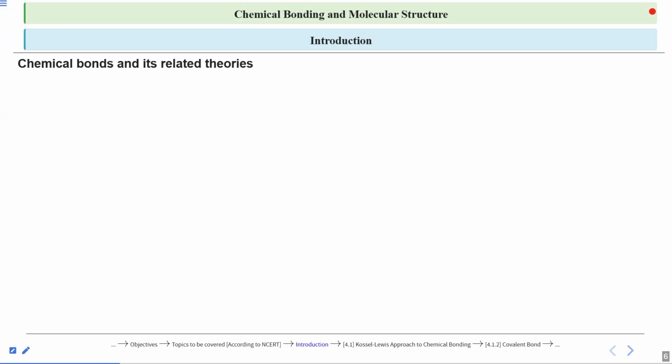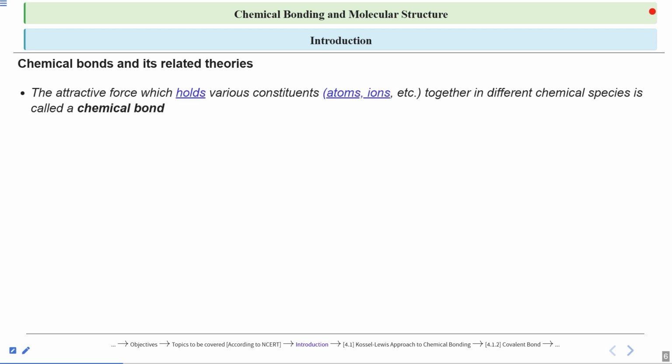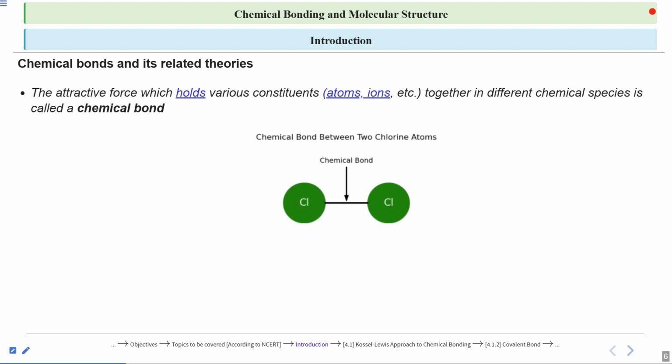Before moving on to the theories, let me give a clear picture of what a chemical bond is. If you are taking two atoms, two ions or similar constituents, and you are stitching them together through a strong attractive force, then that attractive force in your molecule is called the chemical bond. This is very fascinating to see, right? Try to think of two chlorine atoms. Now what they will do, they will be stitched to each other.